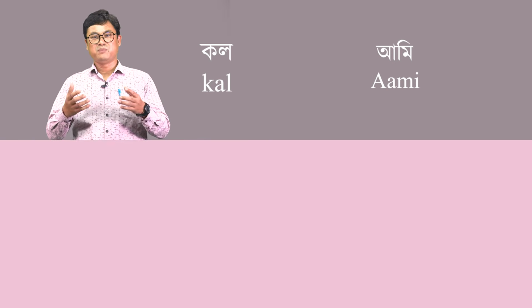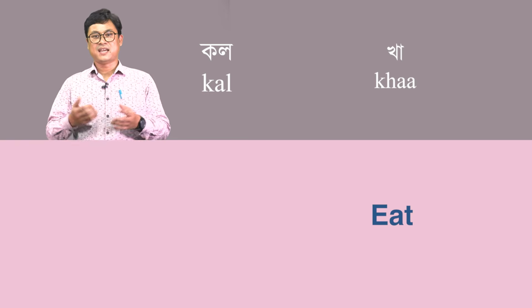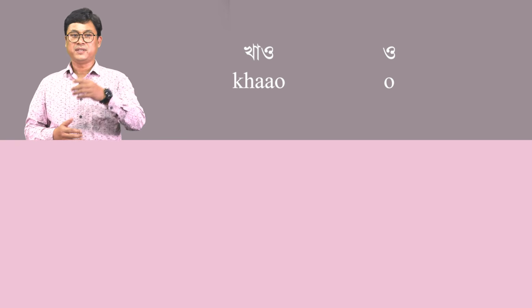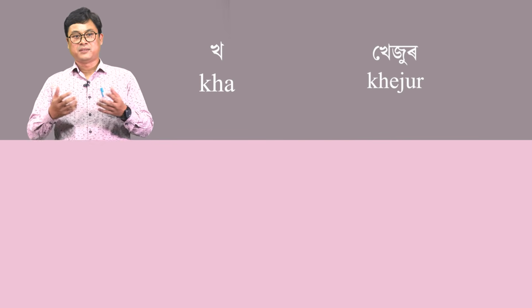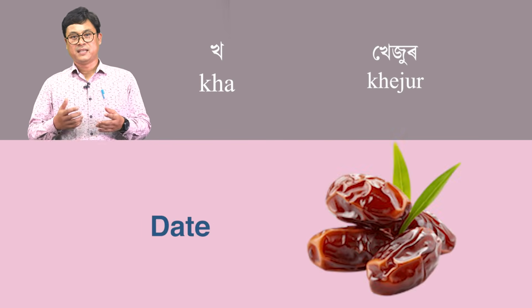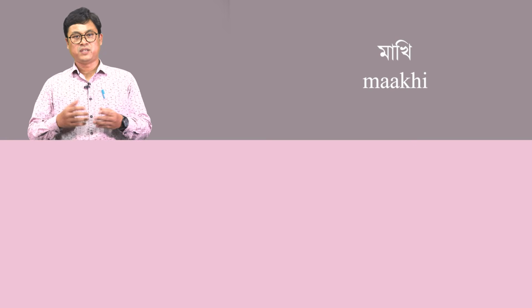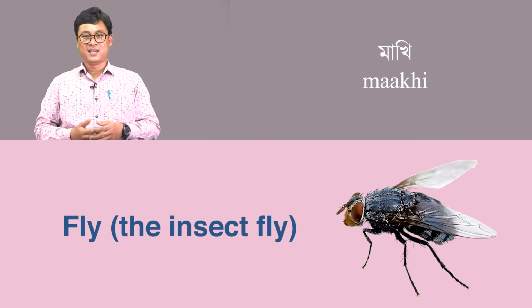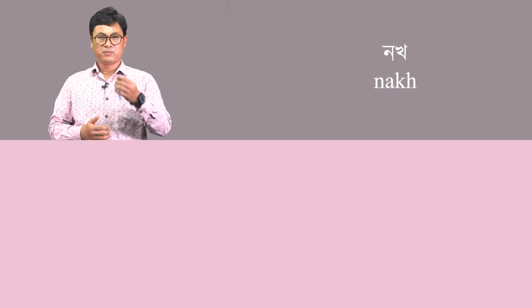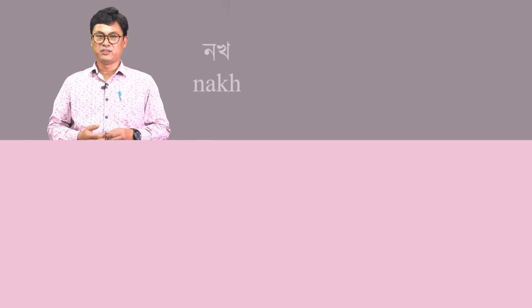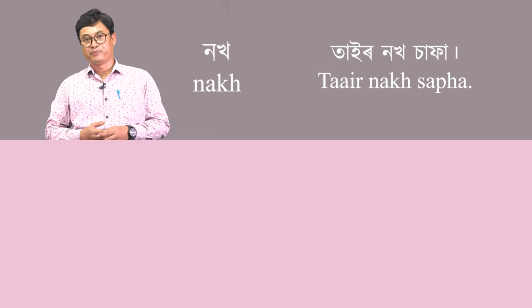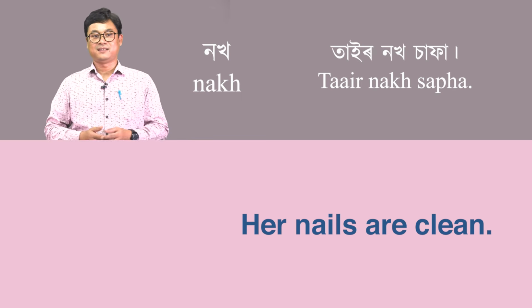Here, ami means we, kha means eat, and u suffix is attached to it to form khao, which agrees with the subject ami. Kha, kha for khezur, that means date. Makhi, which means fly, the insect fly, and nok. Nok means nail, the nail of fingers or toes. We can have a simple sentence using the word nok. Tair nok safa, which means her nails are clean.